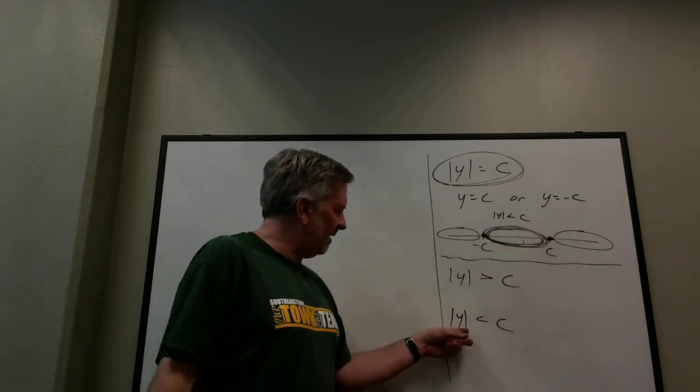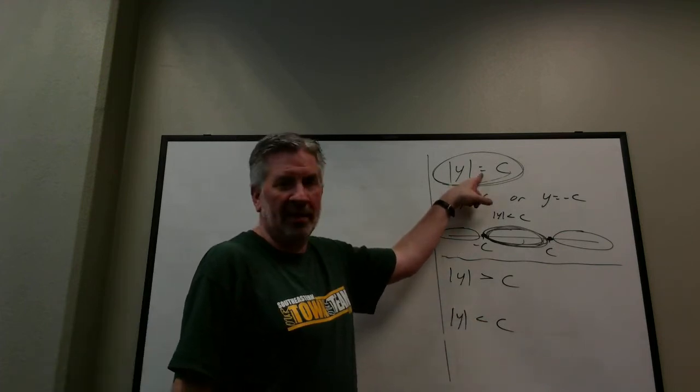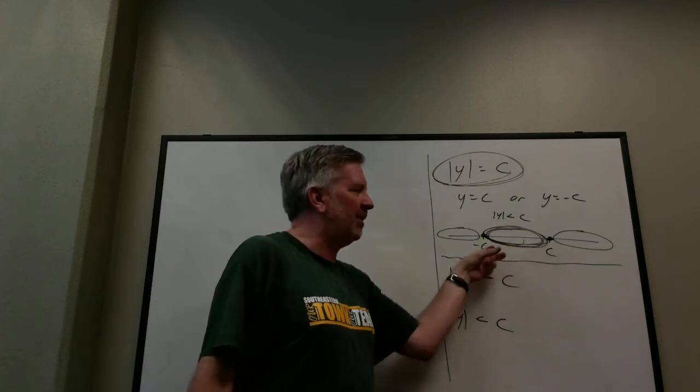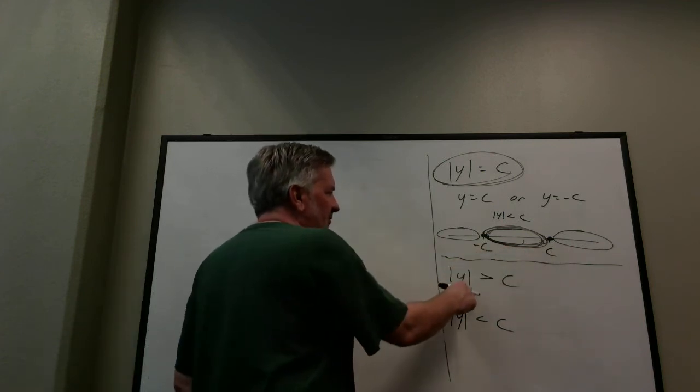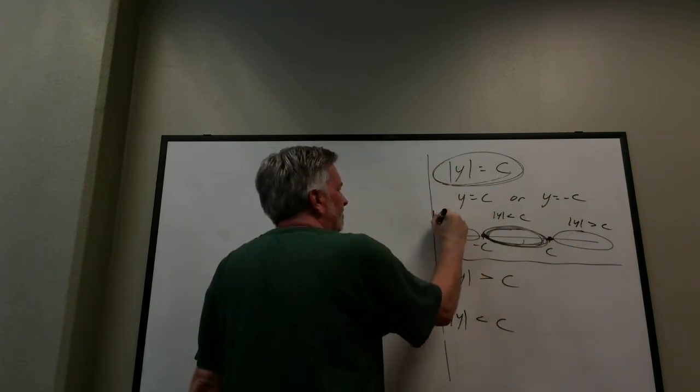So this is absolute value of y less than c. Okay, so whenever you have this, this is an absolute value inequality. This is an absolute value equation. Right? Absolute value of y less than c. The answers are between plus or minus c. Now, what about absolute value of y greater than c? That's out here and over here.